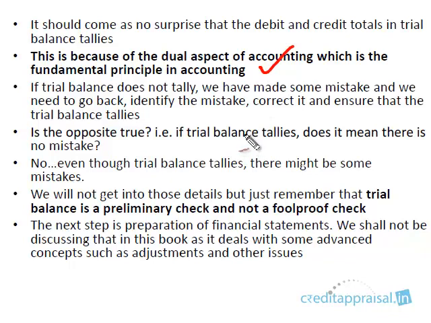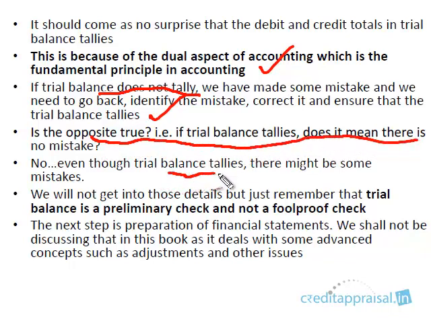So if the trial balance does not tally, we need to go back. We need to correctly identify what the mistake is, and we need to rectify it. But the opposite, as I said, is not true. If the trial balance tallies, that doesn't mean there is no mistake, right? So it is only a preliminary check. Okay, it's not a foolproof check.